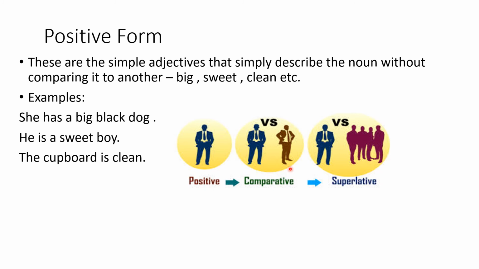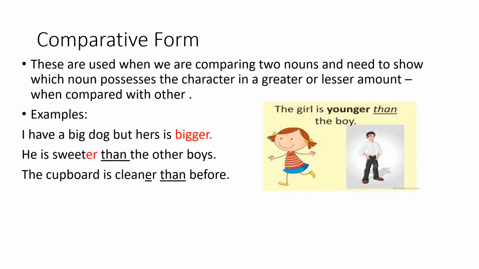Okay. Now come to the next degree. This is the comparative form, the comparative degree of adjective. In this form, we compare two nouns in order to show the greater or lesser characteristics of either of them, that is, who is greater and who is lesser. When we compare, we use the comparative degree. Just see the examples. I have a big dog, but hers is bigger. Here we are comparing this dog to another. Whose dog is bigger? So hers is bigger. So we are using the comparative degree.